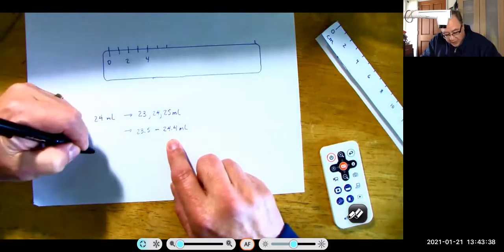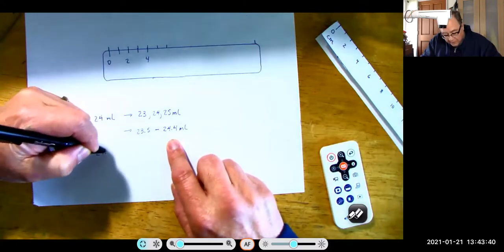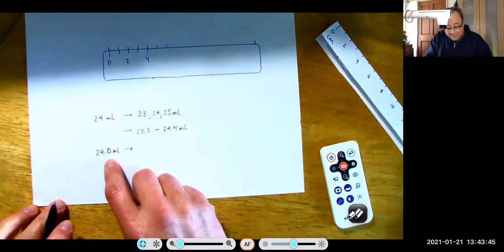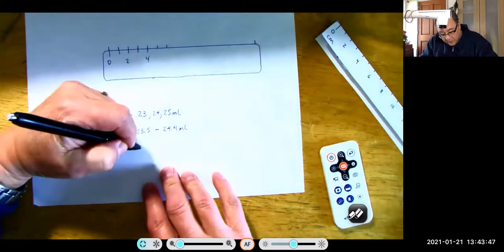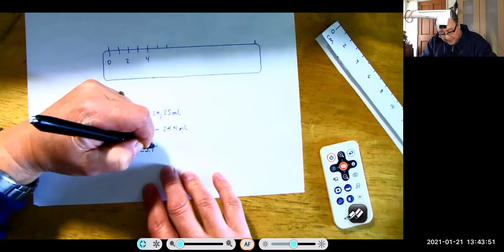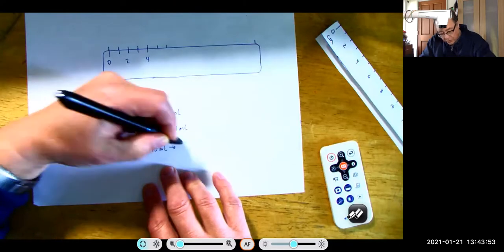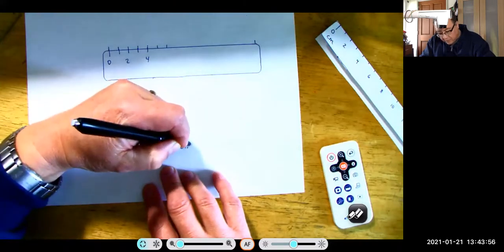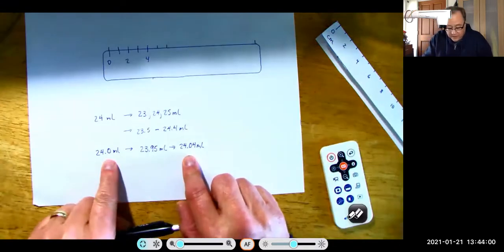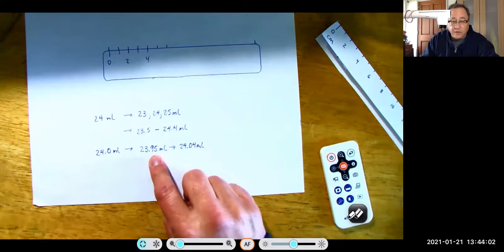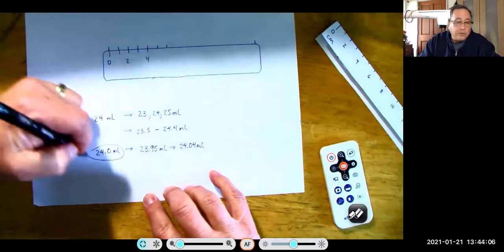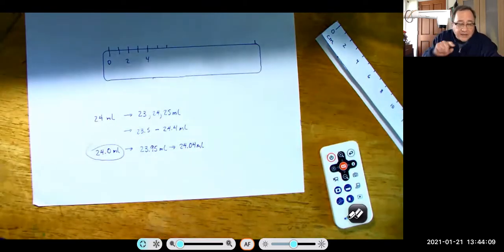But if we think it's right at the 24, we have to put 24.0 because this at best means that it could be 23.95 milliliters to 24.04 milliliters, because this would round up to 24 and this would round down to 24. And I think based on the image we saw, this is more appropriate. So if you think it's right at the line, you put a 0.